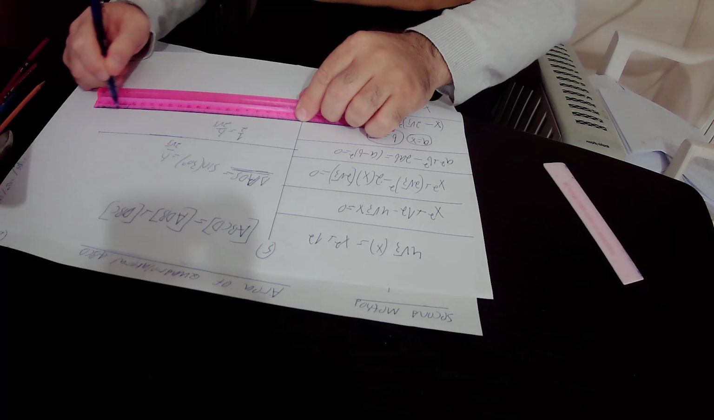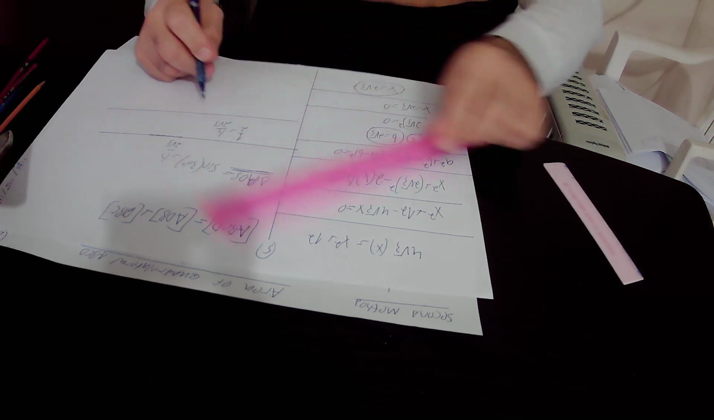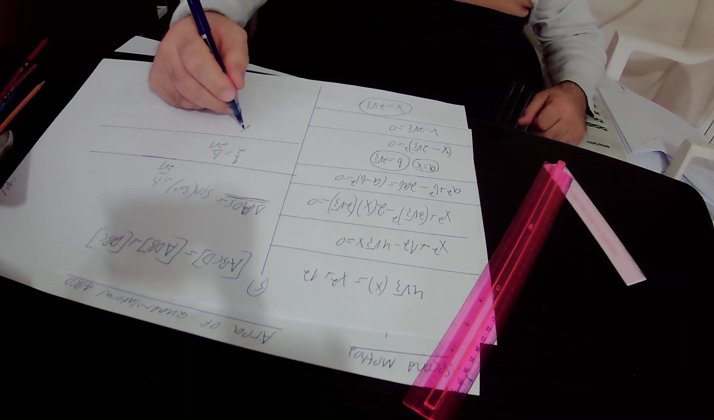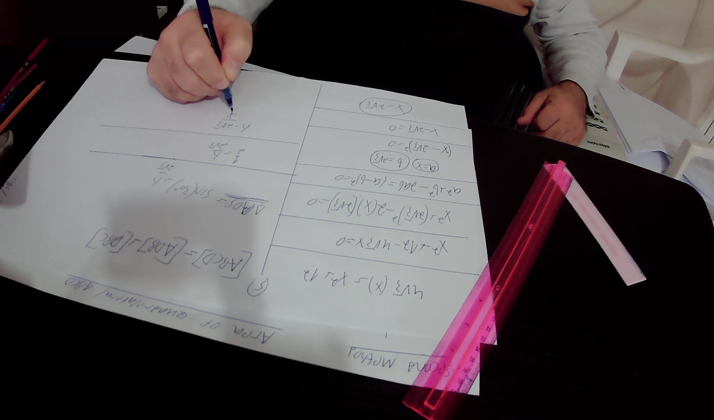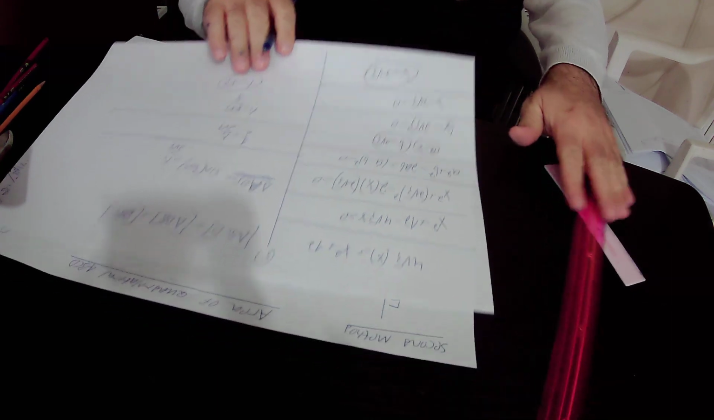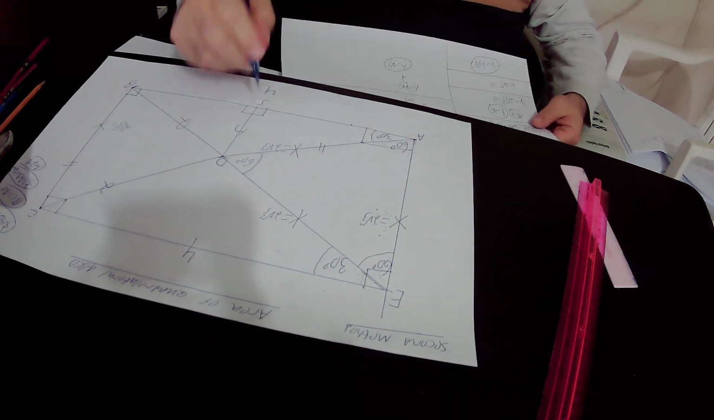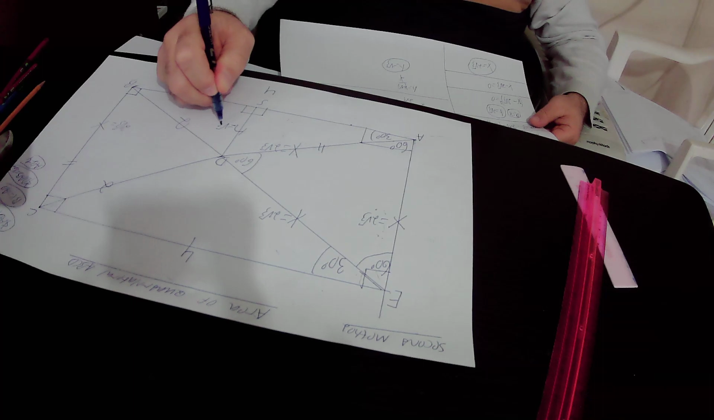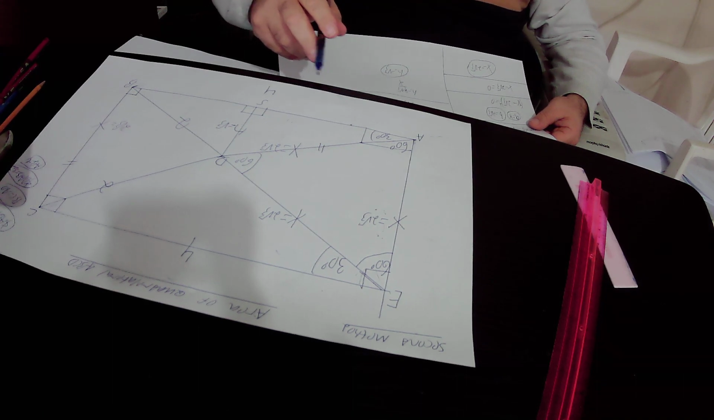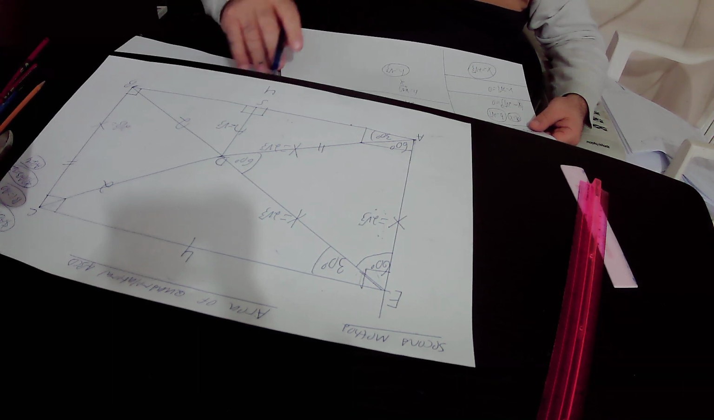Here we will multiply this equation by 2 times square root of 3, and we will get that h equals 2 times square root of 3 over 2. 2 over 2 is 1, so we got that h equals square root of 3 units. So we can write here that h equals square root of 3 units. Now it is very easy to find out the area of this triangle ADB.